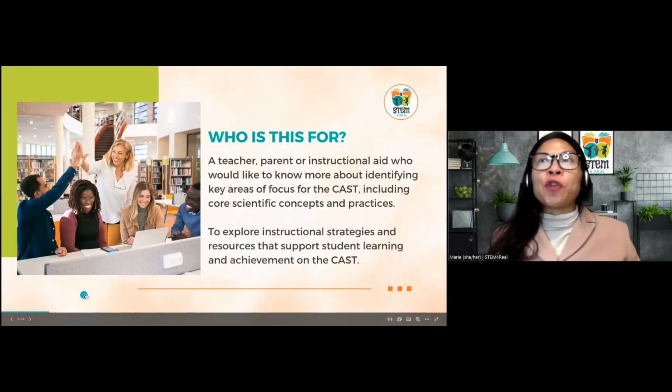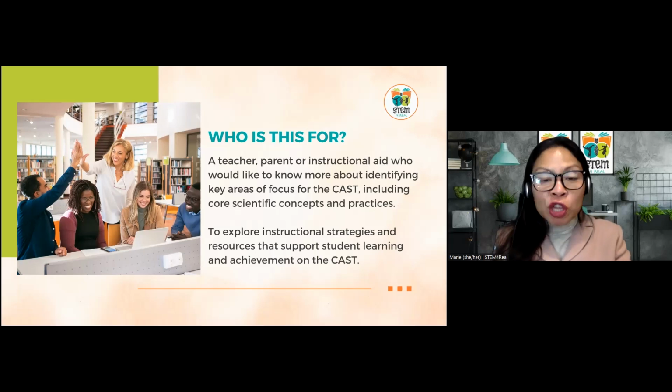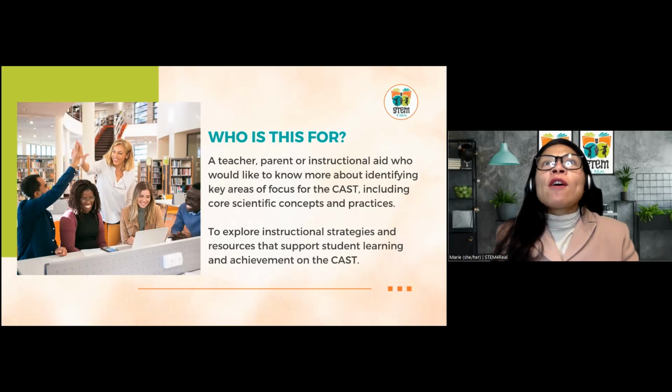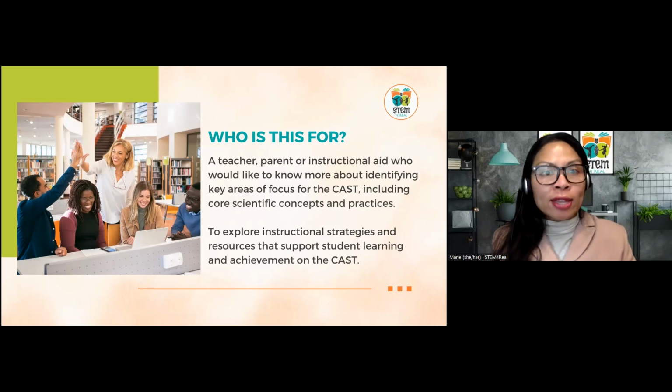Who is this presentation for? This presentation is for teachers, parents, and instructional aides who would like to know more about the key areas of focus for the CAST. Specifically in this presentation, we're going to be talking about the California Science Test, but this can apply to all states and your science assessments as well. We're going to be looking at some of the core scientific concepts and practices that you should be aware of as an advocate for your students. And we're going to be exploring instructional strategies and resources that support learning and achievement on the CAST, not just during the exam itself, but throughout the school year.